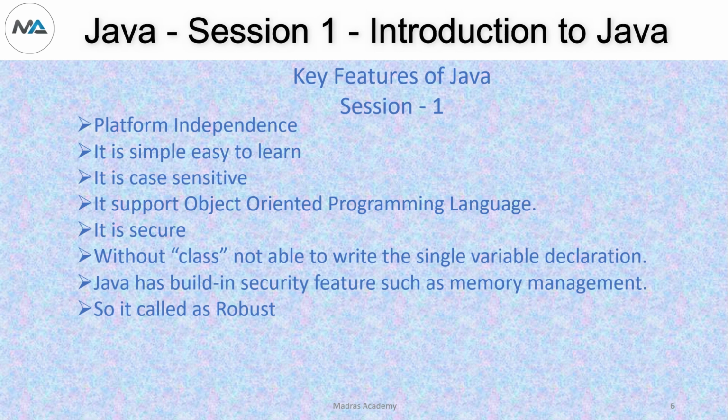Without a class, we are not able to write even a single variable declaration or a single line of code. So we need to create the class, and only then can we write the programs here. Without a class we are not supposed to create the code. Mandatorily we need to create the class, but if you take C++, there we have an object-oriented concept, but the main function we write outside of the class only, not inside the class.